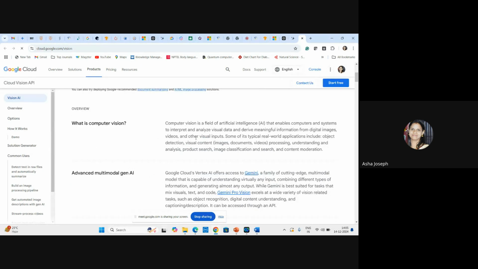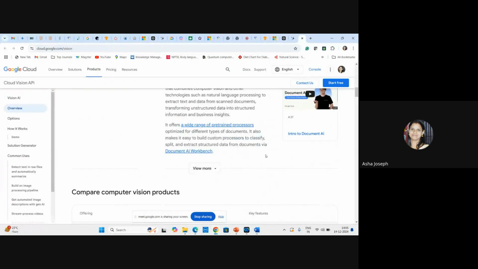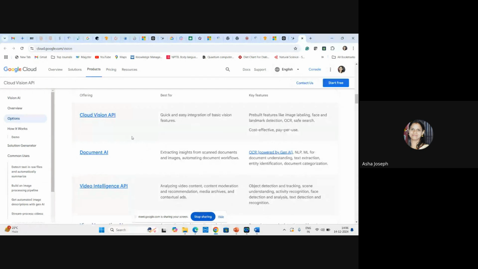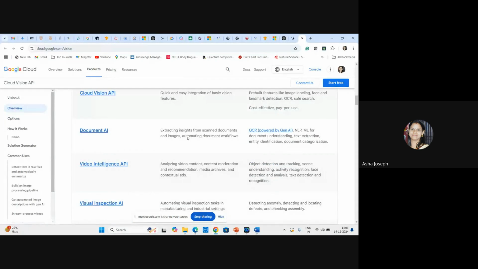So here we are actually using computer vision and multimodal generative AI. Here we can compare different tools: Document AI, Cloud Vision. It's not just one tool. There are many different tools in Google Cloud itself. Okay. So these tools, again, you can use for many different purposes. Cloud Vision, Document AI is for extracting insights from scanned documents and images. So many times with OCR, NLP, you have the scanned document, but you want to extract the data from it.